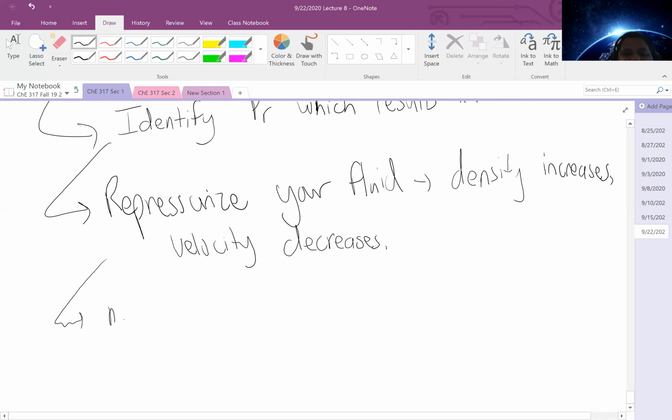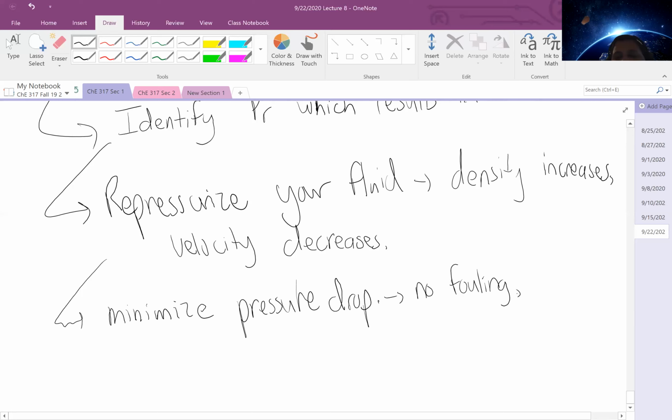One thing you can also do is minimize your pressure drop. That means you can ensure there's no appreciable friction, no fouling in your flow systems or your pipelines, and you minimize long runs, meaning you're going to be faced often with one or two choices.